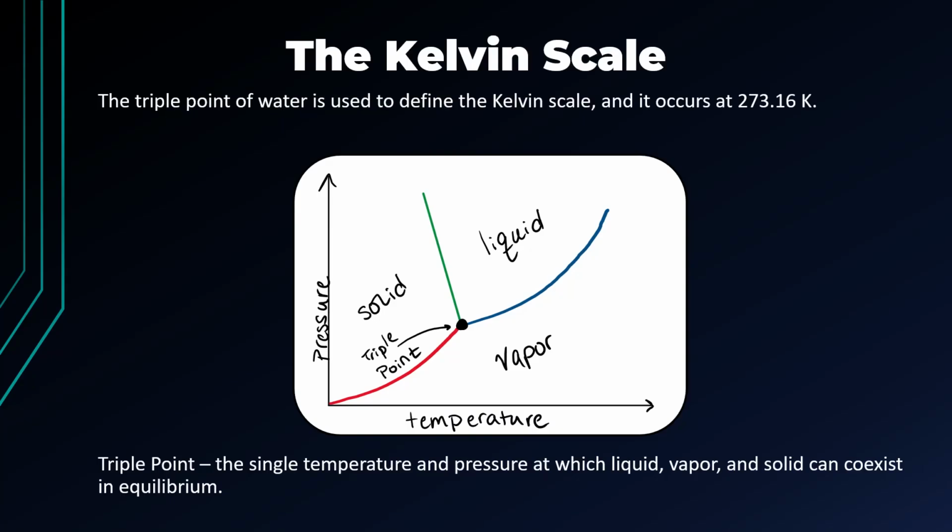So we use the triple point of water to define the Kelvin scale, and this triple point of water occurs at 273.16, I think it should be 273.15, Kelvin, right? And our triple point is a single temperature and pressure where liquid, vapor, and solid can coexist in equilibrium with each other. So it's a very specific temperature.